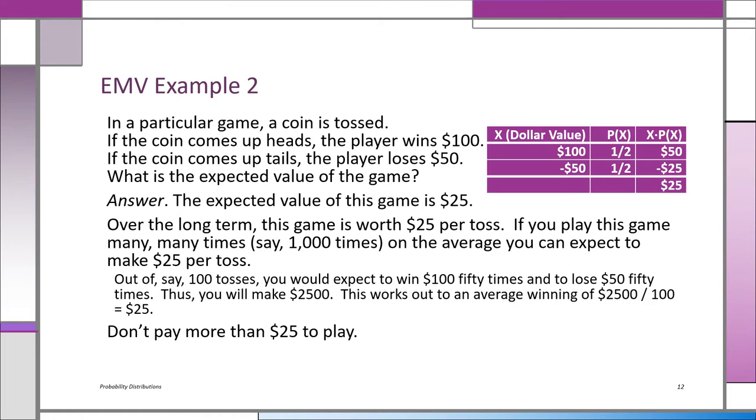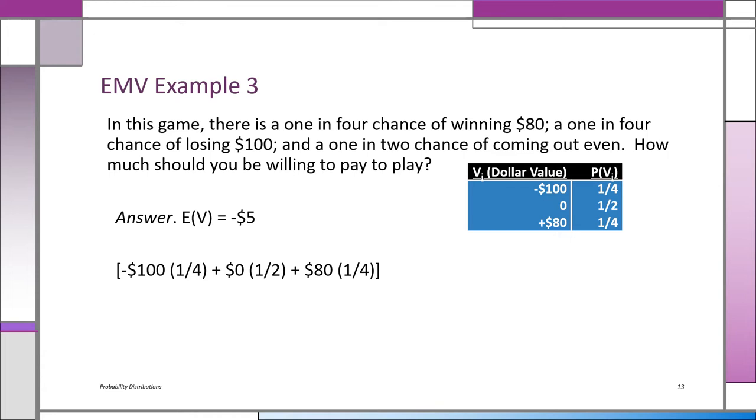Example three is very similar. Instead of tossing a coin, we have probabilities for each of three outcomes. Again, it's framed as a type of game. One outcome is that you might lose $100, and there's a one-quarter chance of that happening. You might win $80, also a one-quarter chance. The rest of the time, half of the time, you come out even. You don't lose, you don't gain. So the question is, as always, how much should you be willing to pay to play?